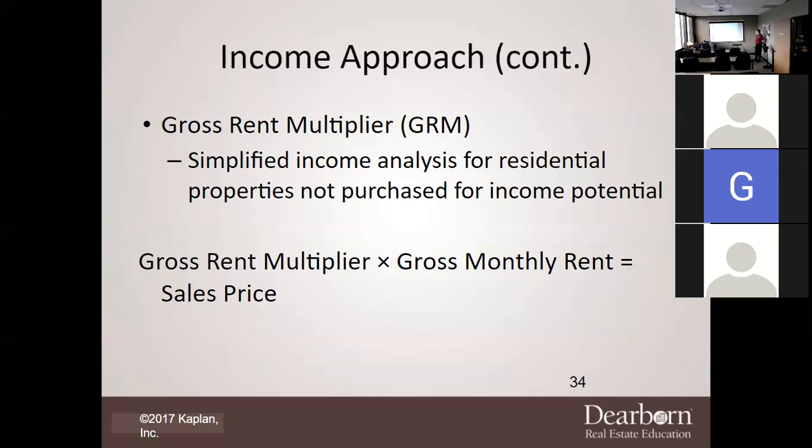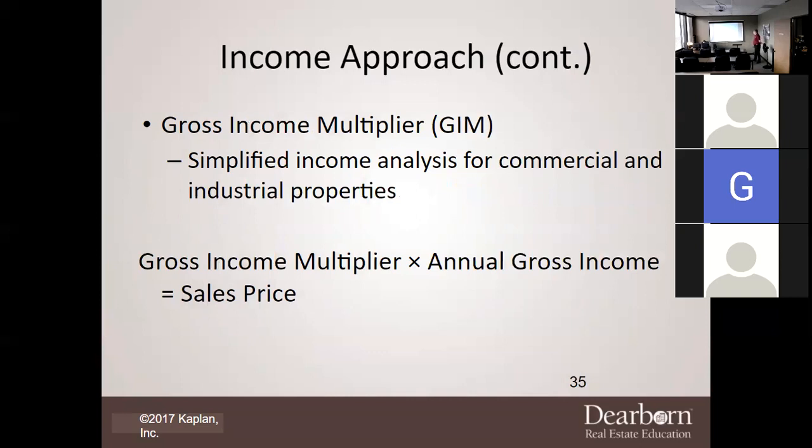So what breaks down in the GRM is you're going to take the GRM, the gross rent multiplier, multiply it by the gross monthly rent, and that will give you your sales price. Now on the test, they will give you the GRM most of the time. You just take it, enter in whatever they tell you is the monthly rent, and you come up with your sales price. Okay. There's also the gross income multiplier, and that's simplified income analysis for the commercial and industrial.